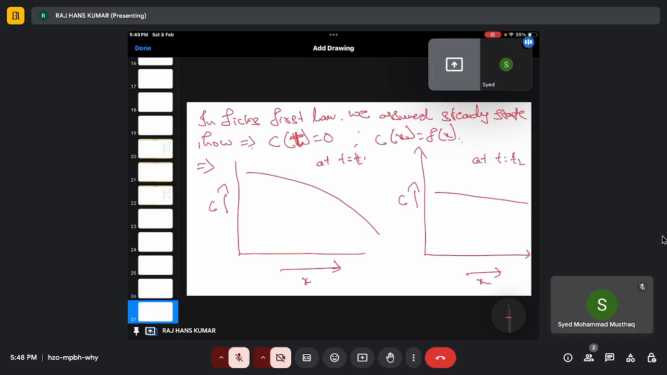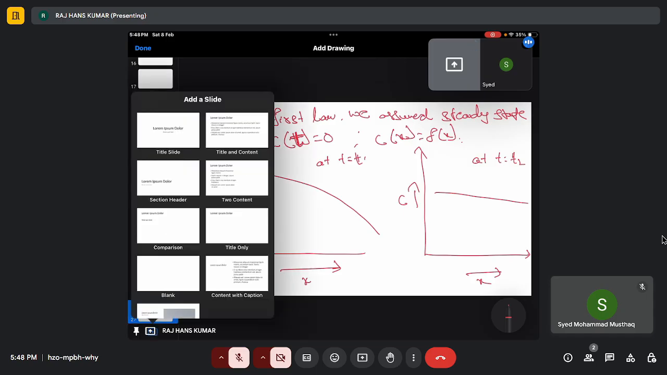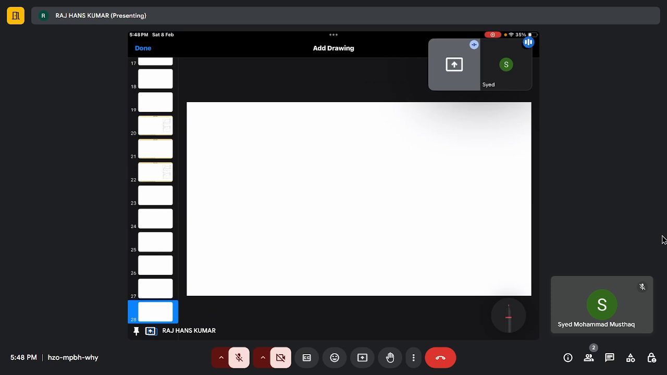Then what happens to J1, the flux? How will the flux change? How can we arrive at the basic mathematical equation which will define how the concentration is changing with time and our distance, right? So how to arrive at that? Now I'm going to derive that one.